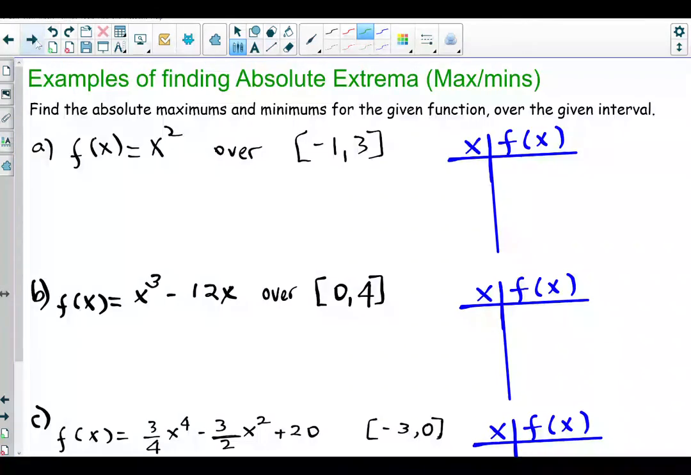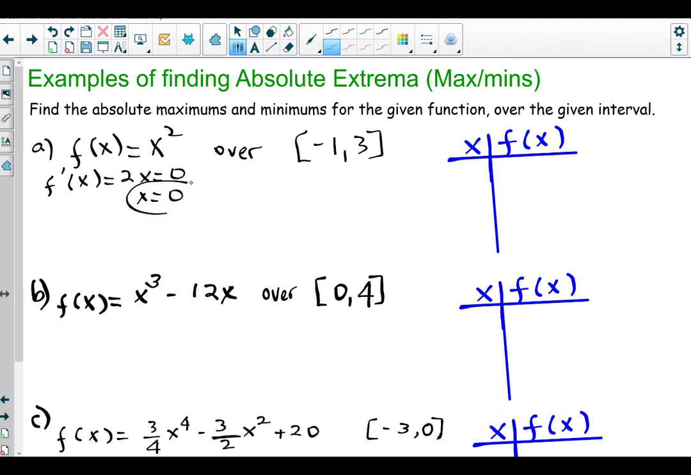So for instance, let's take a look at this example. Okay. So we have f of x equals x squared over the interval from -1 to 3. So we begin by locating the critical points by setting f prime equal to 0. So in part A, f prime of x is equal to 2x. Set that equal to 0, we get x is equal to 0.